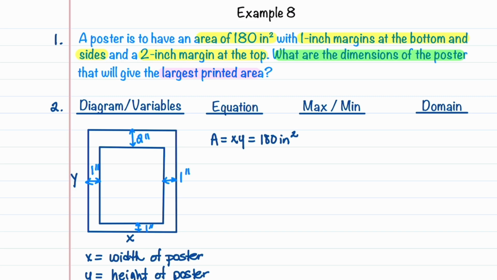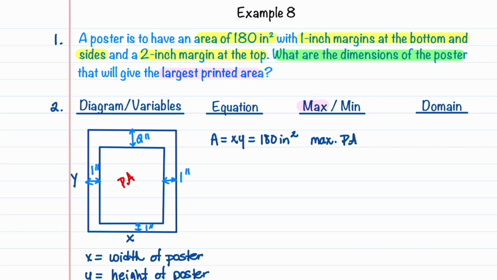Now let's figure out what we want to maximize or minimize. We want to find the largest printed area. The printed area is the part inside here, and I'm going to label that as PA. So that's what we want to maximize. Let's write down that we want to maximize our printed area PA.